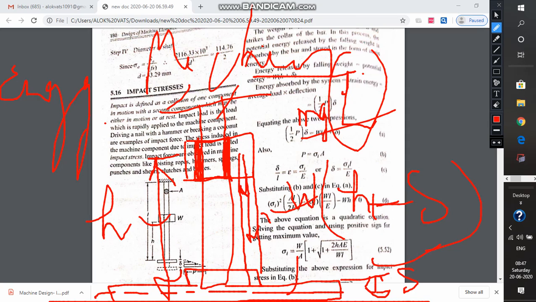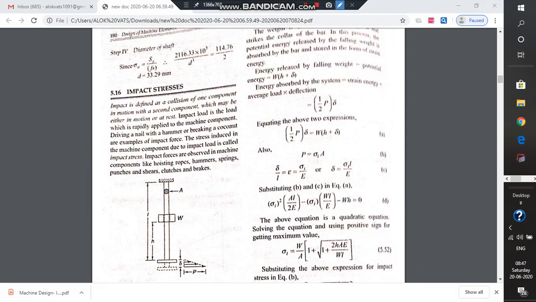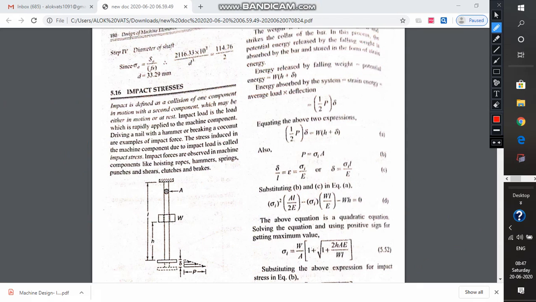So mgh will be there, and this energy will be stored in the shaft. This is a shaft of length L. This energy will be stored in the shaft in the form of strain energy. Now, what is the exact mathematical calculation of that particular strain energy? Strain energy is half into stress into strain into volume. Please also note.